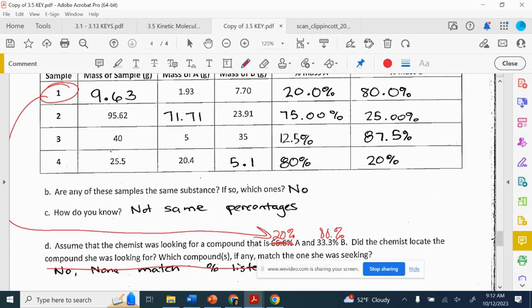Owen? Ours was how could the chemist determine whether he's successful? They would have to compare the percentages. And if the percentages were the same for both items, then they would have found it. But the answer is only sample 1, not sample 4. Sample 4 is not going to do it.